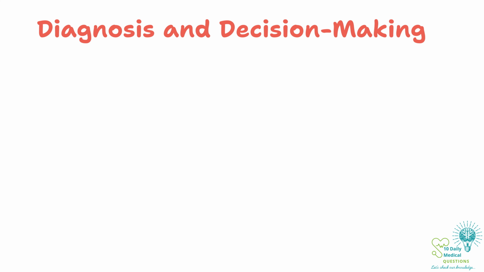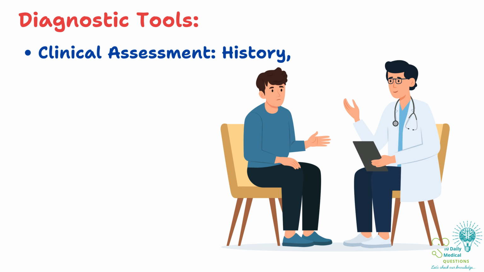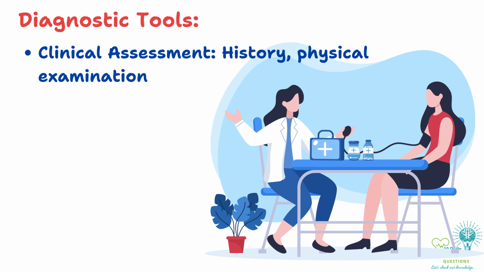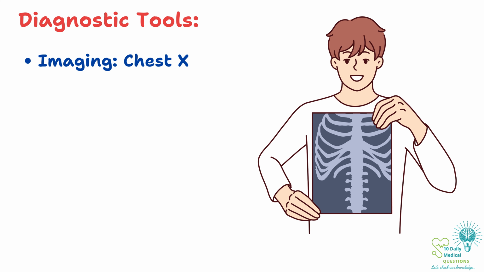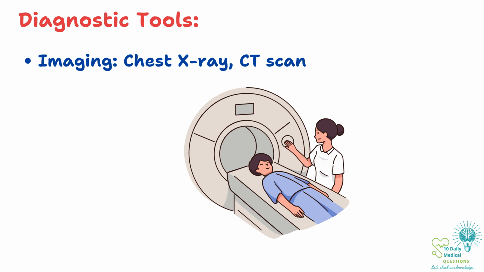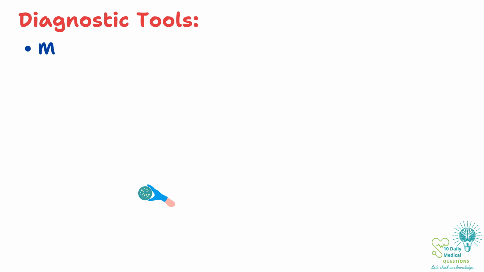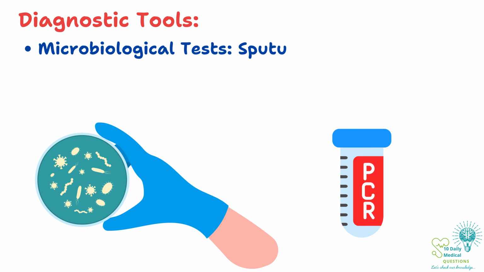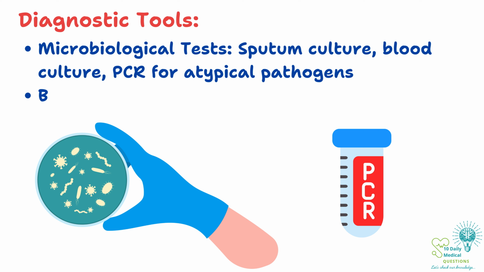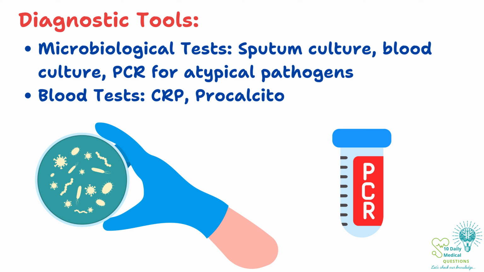Diagnosis and decision making. Once a patient presents with suggestive symptoms, the next step is diagnosis, starting with a detailed clinical history and physical examination. Chest X-ray is key in confirming pneumonia, showing areas of consolidation. CT scan may be considered for complicated cases. Blood and sputum cultures, along with PCR tests, help identify the causative pathogens, especially crucial in severe or hospitalized cases.